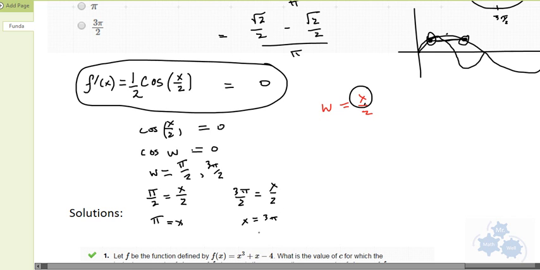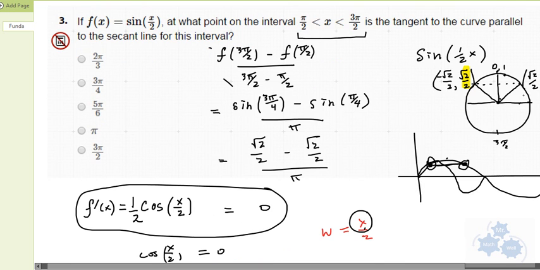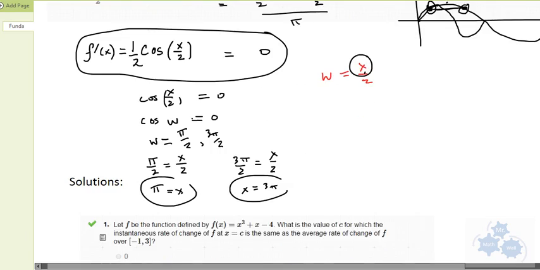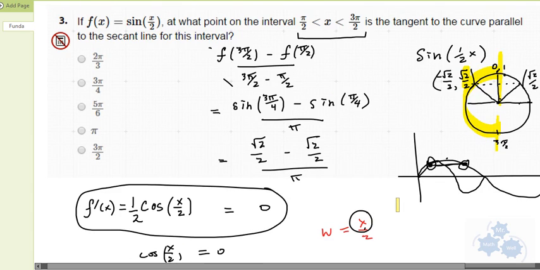So which one of these falls in the interval that's given? Between pi over 2 and 3 pi over 2, or between here and here. Which one of those? Pi. So pi is going to be your answer right here.